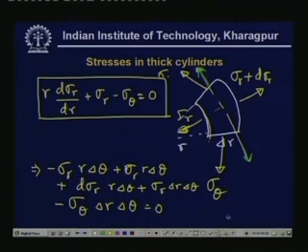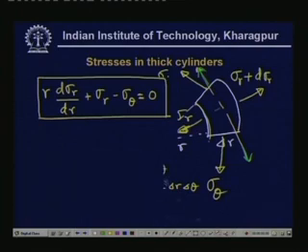Now, there are two unknowns, sigma r and sigma theta. Of course, these are the two stresses which we are interested in, and there is only one equation. So, therefore, we need one more equation. It is not possible to derive the expression for sigma r and sigma theta based on this equation only. So, we have to consider the kinematics of deformations.